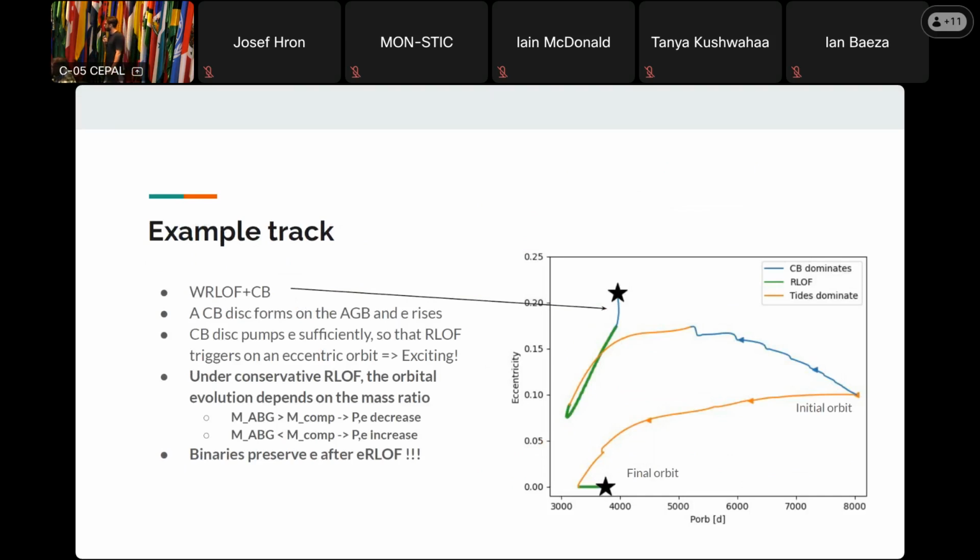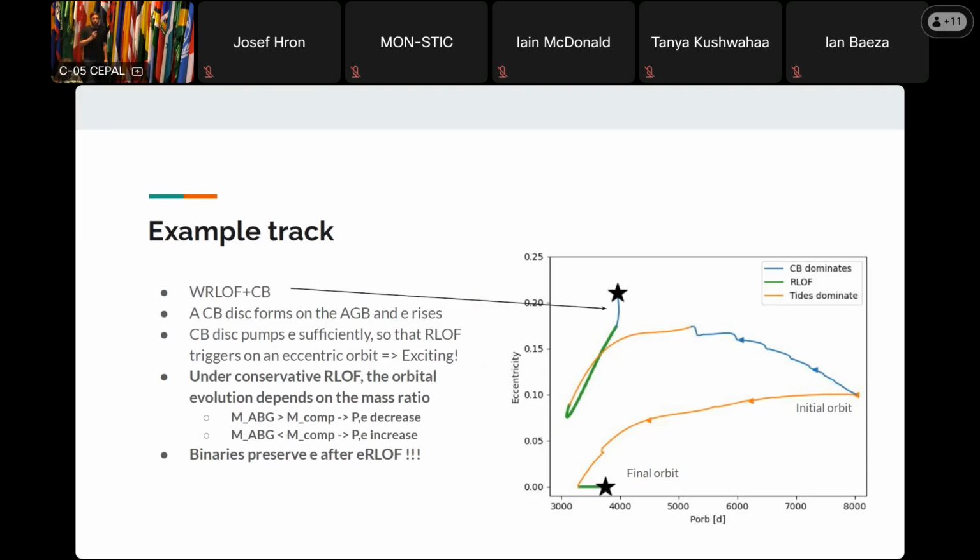That is why we also include a circumbinary disk. The upper track is just an example with a circumbinary disk. The circumbinary disk forms early on the AGB. The eccentricity first increases, and it is efficient enough that even when the stars come close together and tides become dominant, Roche lobe overflow can actually occur on an eccentric orbit. This is something quite new, unusual and interesting, because usually we expect Roche lobe overflow to be on a circular orbit.